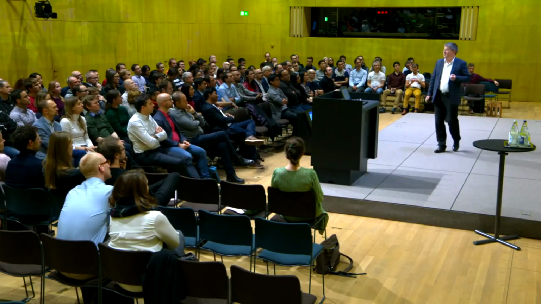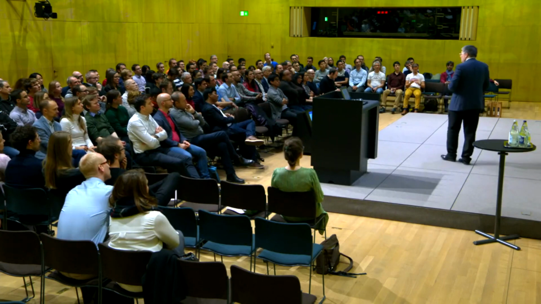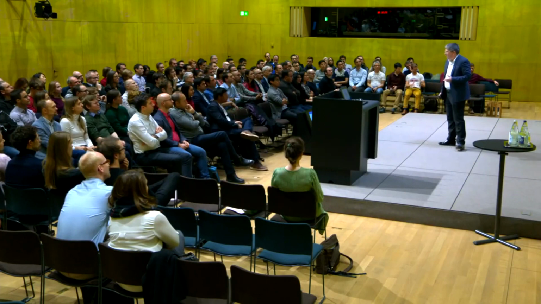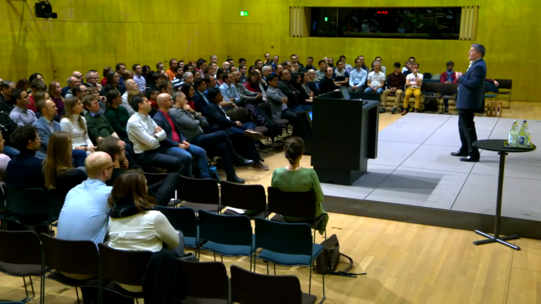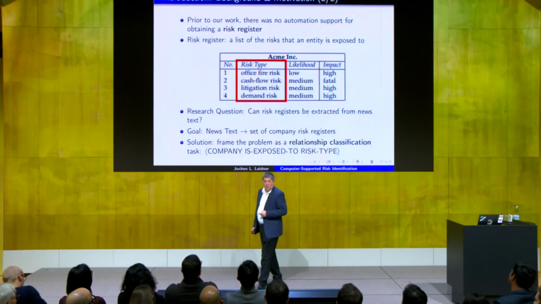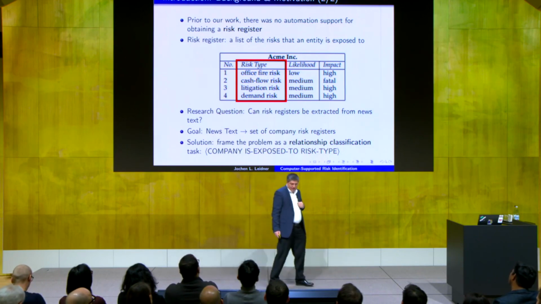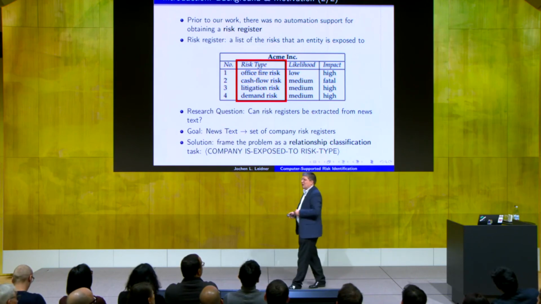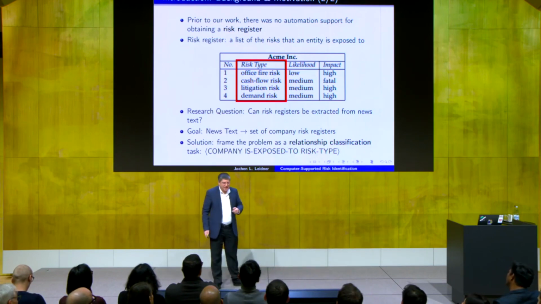And if you want to extract something, the obvious question is, from what? Now, having access to this fantastic resource that is Reuters News, with its high-quality journalism behind it, this was an obvious choice, right? So using journalists, professionals, whose job it is to dig up all kinds of positive and negative information, it would make sense to use that. And so the goal is to take news text as input and to create a set of company risk registers, sets of risks for each company that they are exposed to.